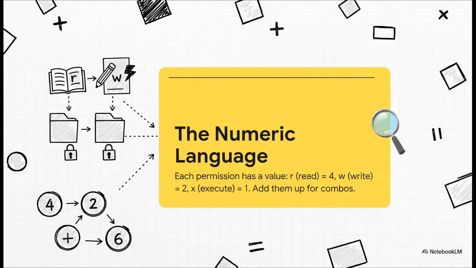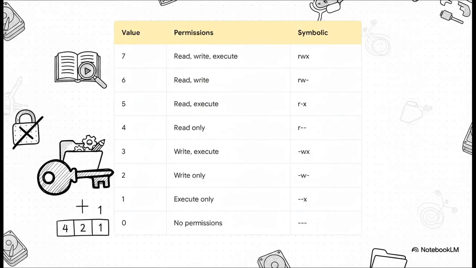And the whole secret to numeric mode is just some super simple math. Seriously, that's it. Every permission has a value. Read is worth 4, write is 2, and execute is 1. If you want to create a permission set, you just add the numbers together. So, want to give read and write access? That's just 4 plus 2, which gives you 6. That's the core concept.